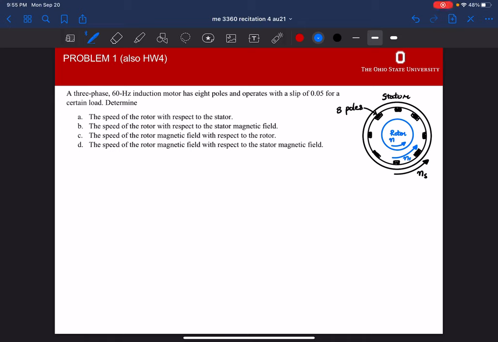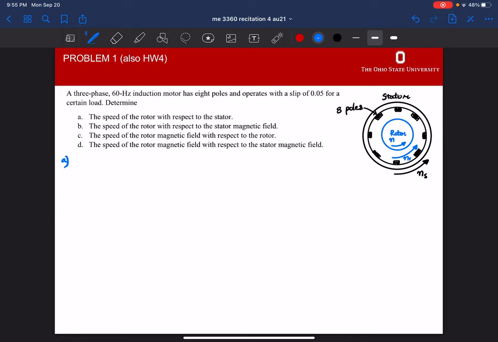So for the first problem today, we need to figure out the speed of the rotor with respect to the stator, and a couple of other relative velocities for this induction motor, which is operating at 60 hertz and has 8 poles, and the slip factor is given as 0.05. So let's start off with part A first.